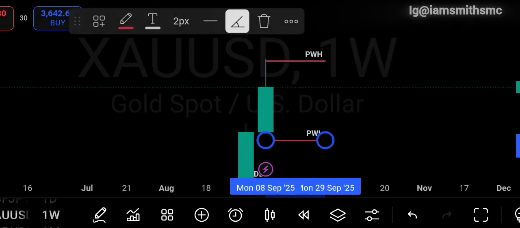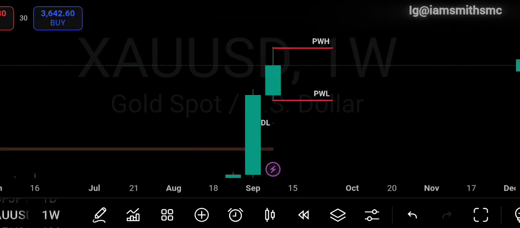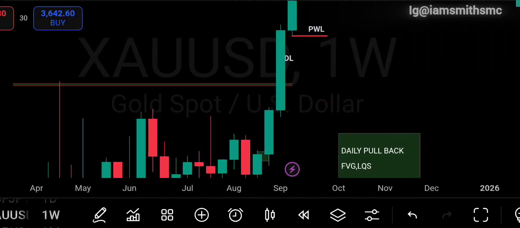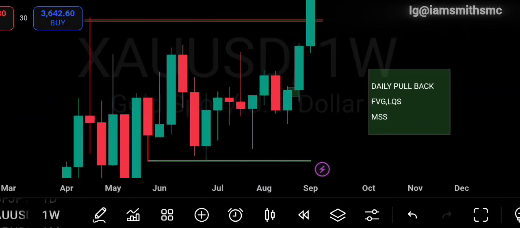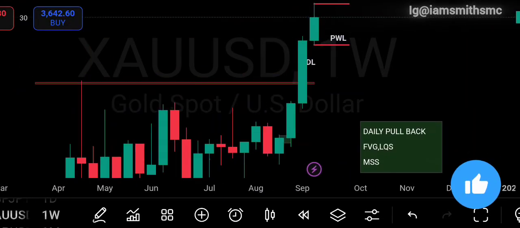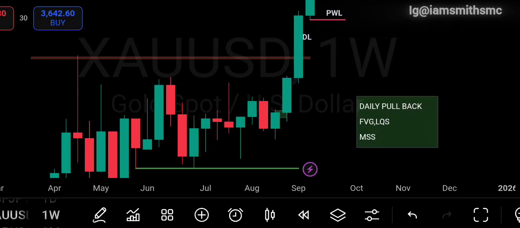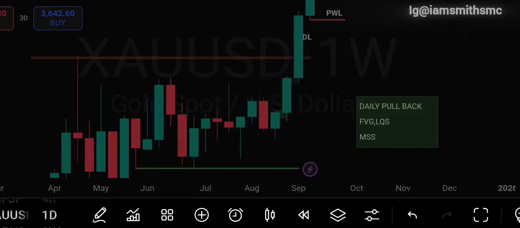Let me pin it, lock it. That's what this weekly time frame is giving us: close to four, like strong bullish candlesticks. So that's what the candlesticks are giving us in the weekly time frame. Let's move over to the daily time frame and see.